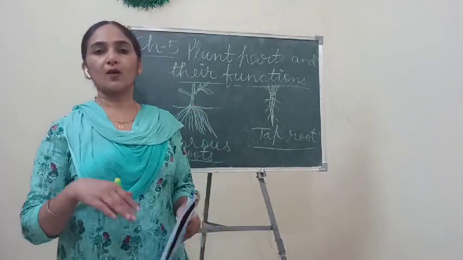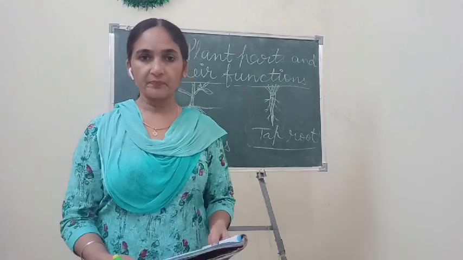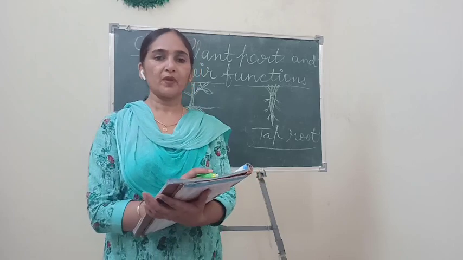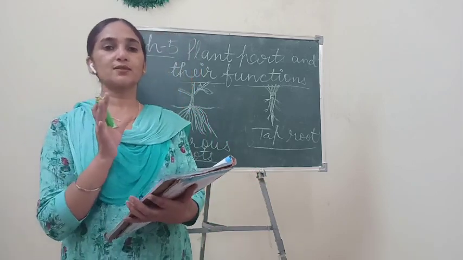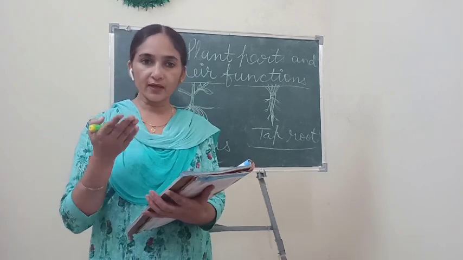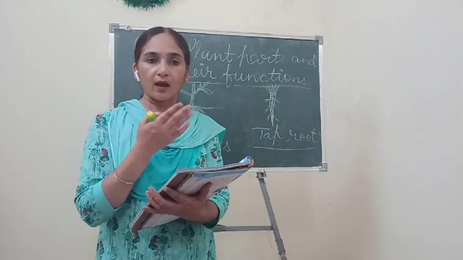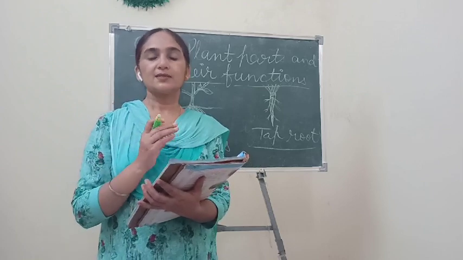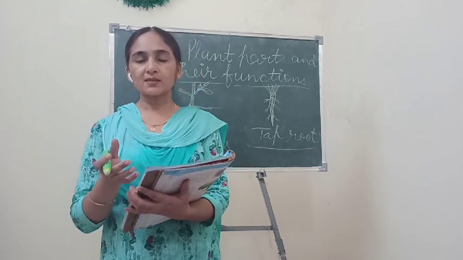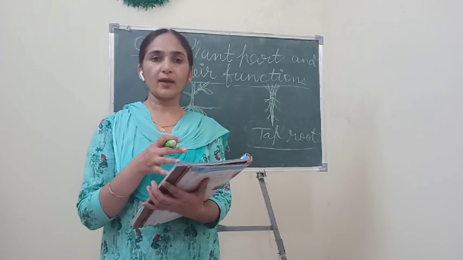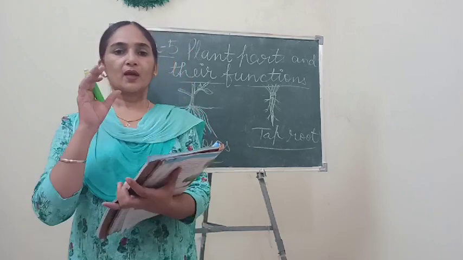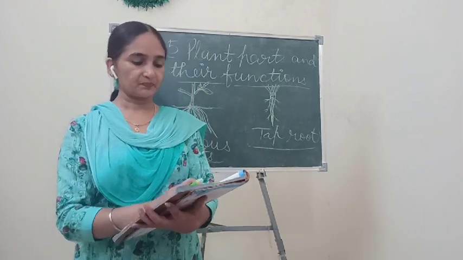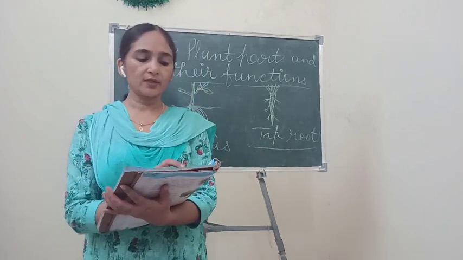Now students, let's study about the shoot system. Let's see what is there in the shoot system. As I have already told you, the shoot system is present above the ground and it has other kinds of organs also in the form of stem, leaves, flowers, fruits, buds. In this way, the shoot system comprises all these branches. So let's read the shoot system.